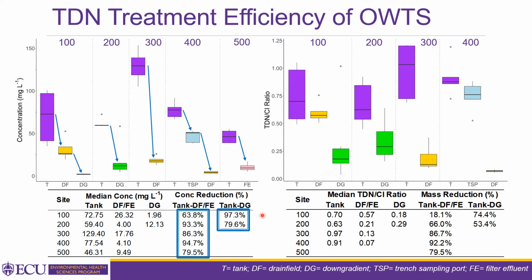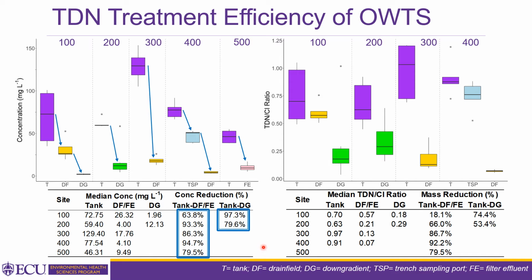And what we see with regards to concentration reductions, they ranged from about 64% to about 95% across all sites between the tank and the groundwater beneath the drain field. So some pretty decent reductions there, though there are some sites that still had elevated TDN concentrations. And as we got further away from these septic systems, we noticed generally an improvement in the nitrogen concentration reductions, ranging from about 80 to 97%.